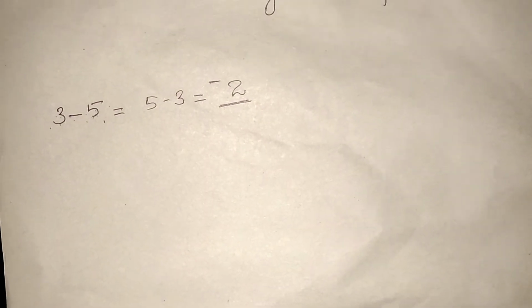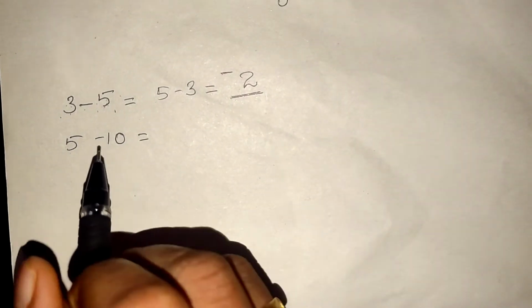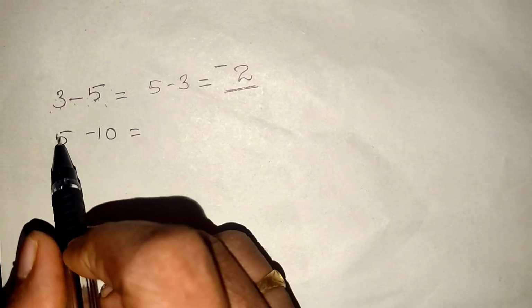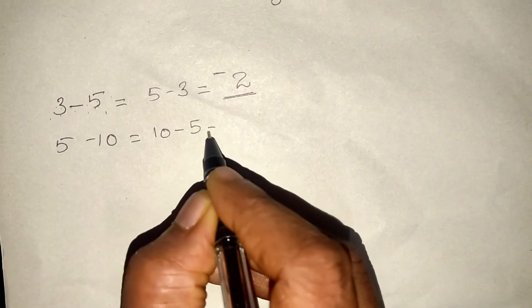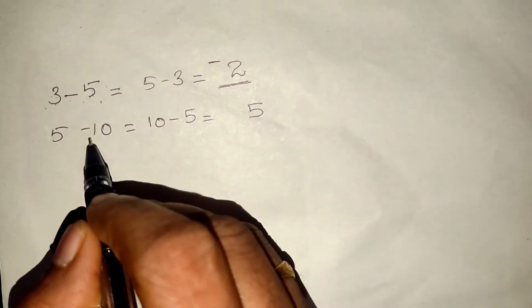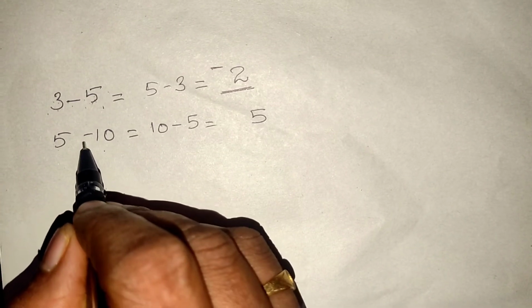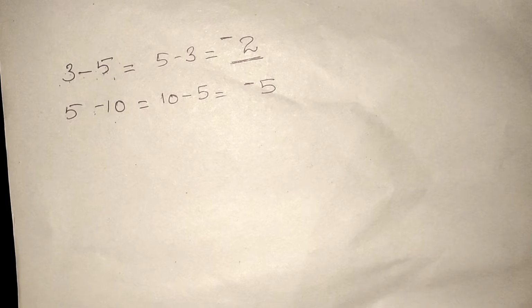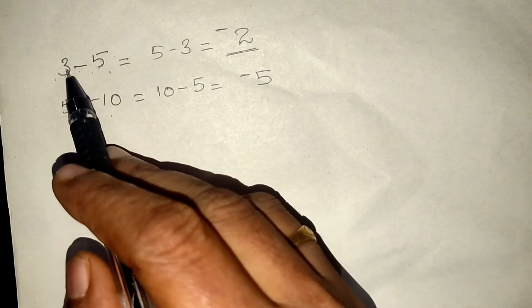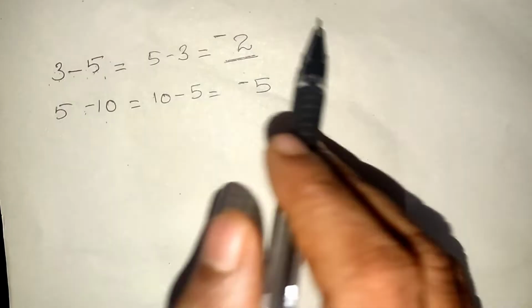Then what about 5 minus 10? Which one is bigger, 10 or 5? 10 is bigger. So find out the difference. 10 minus 5 is equal to 5. Here 10 is bigger and the sign before 10 is negative. So the answer is negative 5. So a small number minus a big number is always the negative of the difference between the numbers.